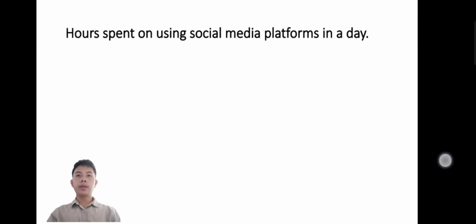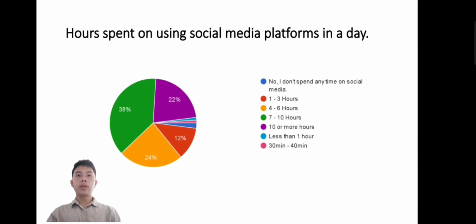38% were having 7 to 10 hours of daily usage. 24% on 4 to 6 hours of daily usage. 22% had 10 hours or more, while 12% use 1 to 3 hours. 2% of the data responded with having less than an hour of daily usage, while 2% didn't use any social media at all. This resulted in our objective 2 being supported.